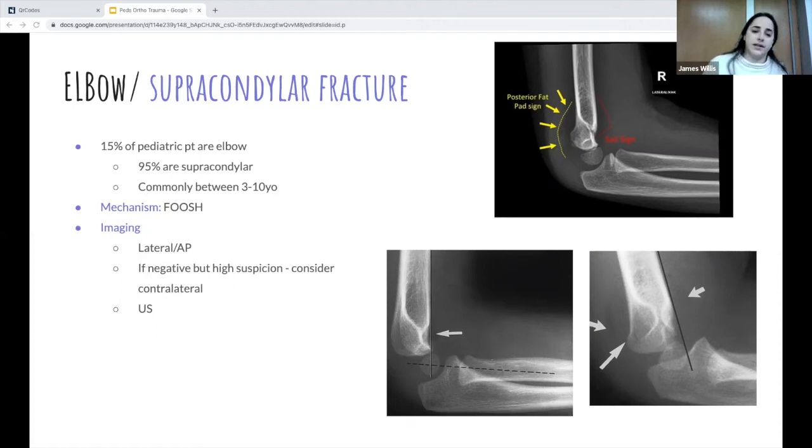You're going to look for the sail sign or anterior fat pad sign. You're going to look for the posterior fat pad sign. And then you're going to draw your lines, the anterior humeral line, which is supposed to cross the capitellum, and then your radiocapitellar line, which is also supposed to cross the capitellum, in the middle part. If you can see on this x-ray, when they are drawing the anterior humeral line, it doesn't cross the bone. So this is a fracture. And they also are showing you here the posterior fat pad.